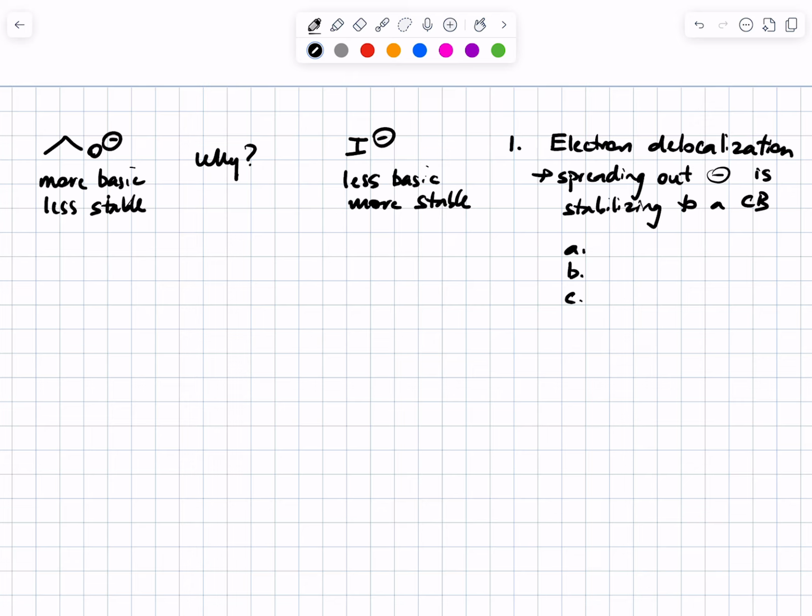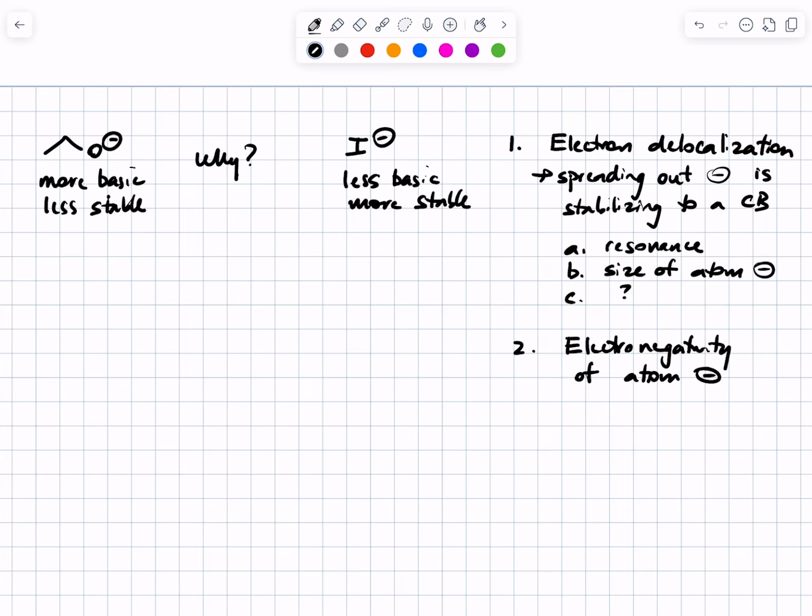The first two I'll tell you now. One is resonance. The other is the size of the atom that is negatively charged. And the third one, you're going to have to wait a minute. The second factor is the electronegativity of the atom that bears the negative charge. Okay?